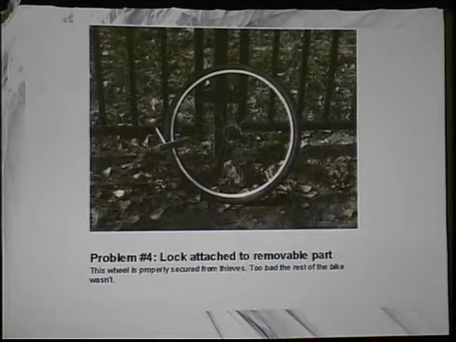I found another picture of just a bike frame, and that was really funny. But I couldn't justify putting both in. So just visualize that for a second. But anyway, so again, the lock is attached to a removable part. I also see a lot of bikes that are locked up in Boston. Also, by the way, bike theft in Boston is incredibly common, and I'm not surprised in the least.